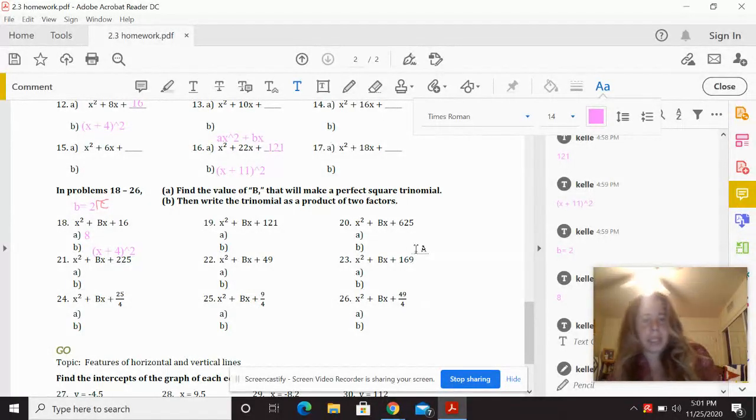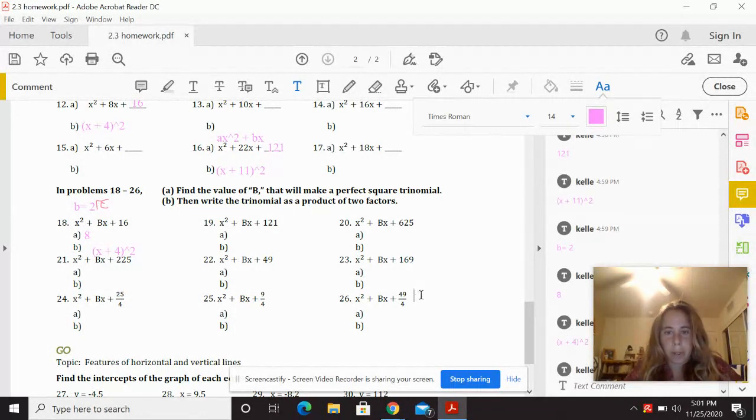We'll do 26 because that's the biggest fraction. So x squared plus bx plus 49 over 4. All right. Same thing. It's okay that it's a fraction. That's allowed. So we're going to take the square root of it. So what that means is the square root of 49 over the square root of 4. The square root of 49 is 7. The square root of 4 is 2. So that's 7 over 2.